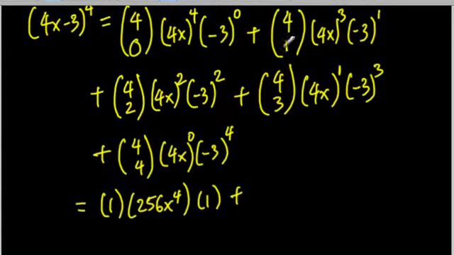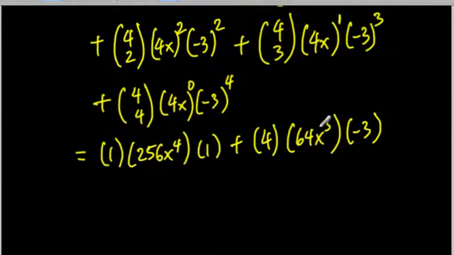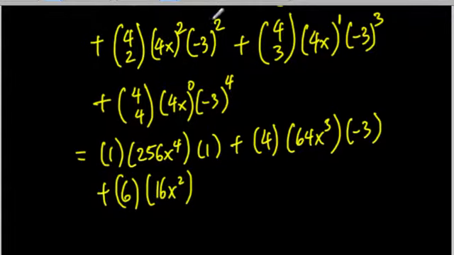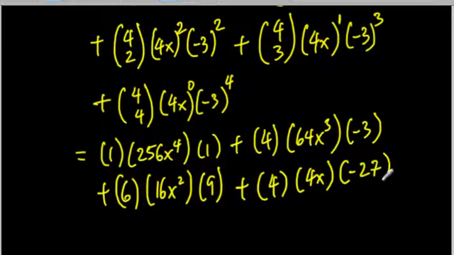The next one here is 4 choose 1, which is actually 4. 4x cubed is 64x cubed, and negative 3 to the power of 1 is negative 3. I'm just going to scroll down just a little bit so I have some room. So plus this term right here, 4 choose 2 is actually 6. 4x squared is 16x squared, and negative 3 squared is 9. The next term is 4 choose 3, which is actually 4. 4x to the power of 1 is 4x, and negative 3 cubed is actually negative 27.